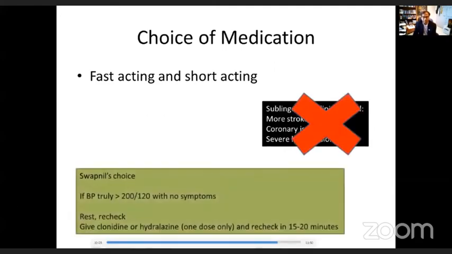If it's really high, and this is just my opinion, इसके लिए कोई trial नहीं है, कोई paper नहीं है, but if the blood pressure is more than 200 or 120 with no symptoms, recheck, give some rest. I only use 0.1 clonidine, or sometimes you can use 10 milligram of hydralazine and only one dose, and check it again and it will be down. Often all you have to do is let the patient rest. बात मत करो, शांति से उनको आराम करने दो, and the blood pressure will be lower.